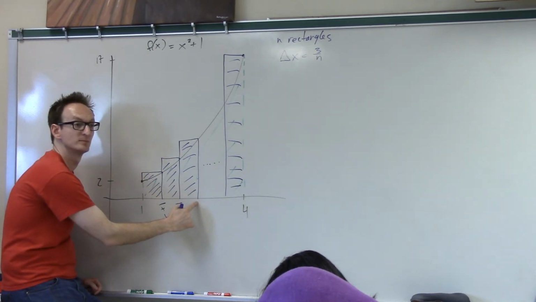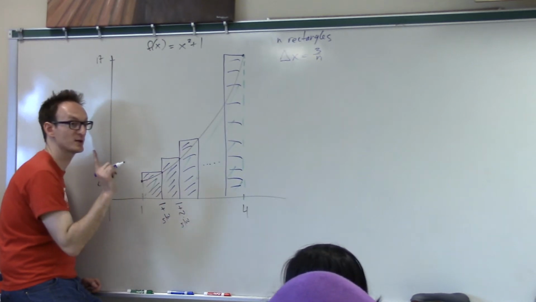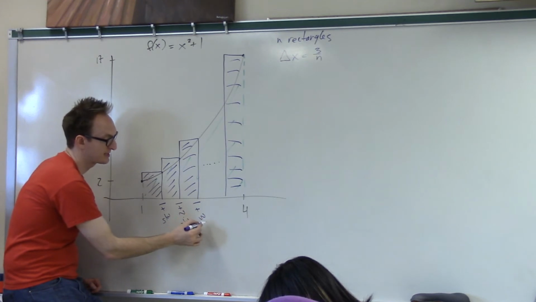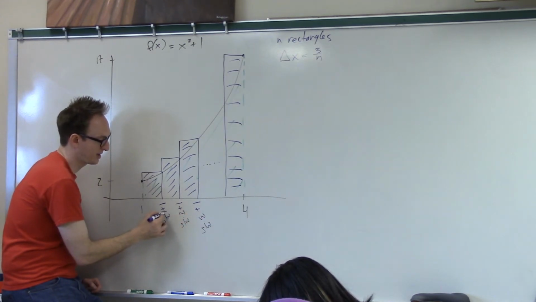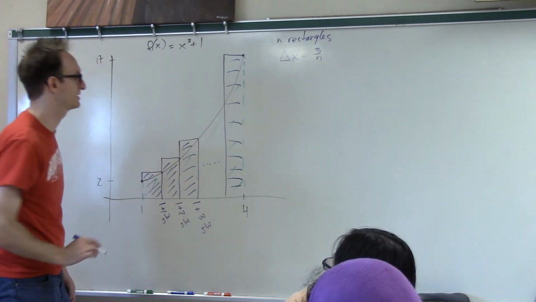Okay, next one. Brian? 3 times 2 over n. But then also plus 1, remember, because you start at 1. So it's like 1 plus 3 times 3 over n. And this we could even write as 1 plus 1 times 3 over n. Is everyone cool with me here? You've got to kind of dwell on it a little bit to feel what's going on.